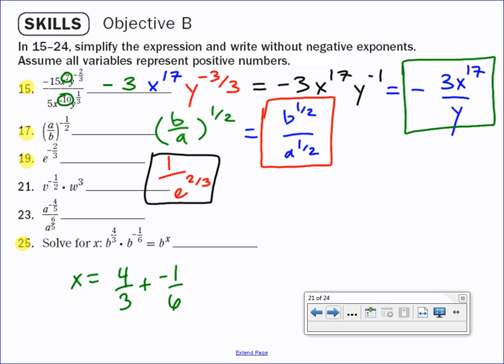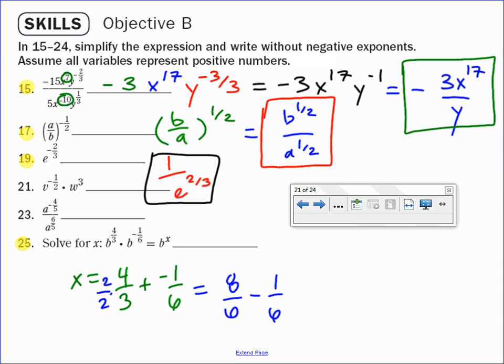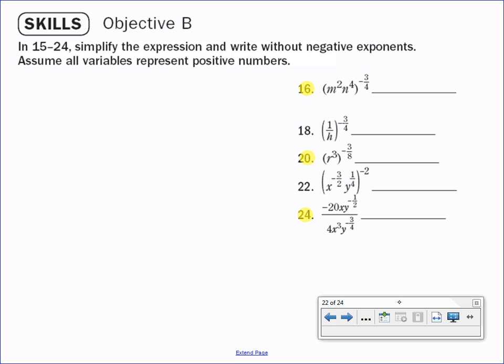Can we combine two fractions through addition or subtraction? Well, we can, so long as we first construct a common denominator. And so we multiply this first fraction by 2 over 2 to make a common denominator. That would give me 8/6 minus 1/6 equals 7/6. So x must equal 7/6. And we're halfway to go.